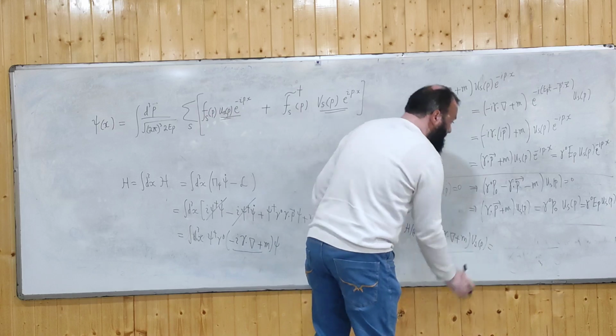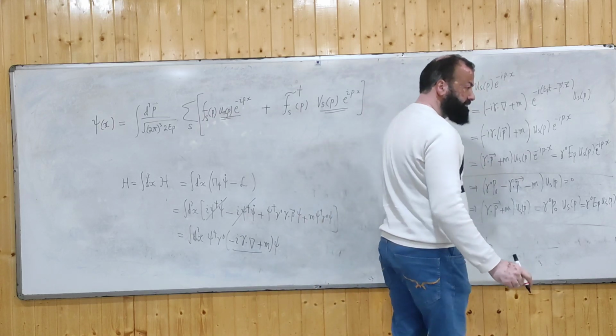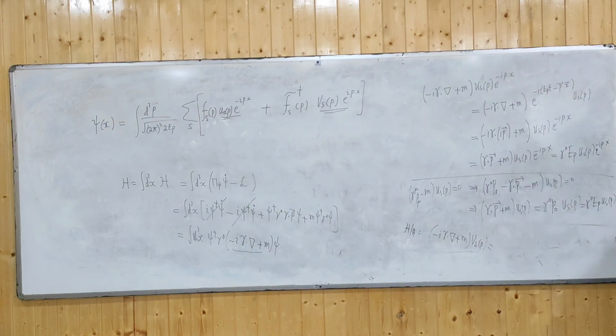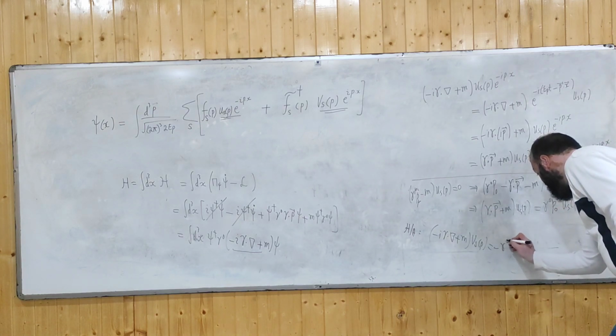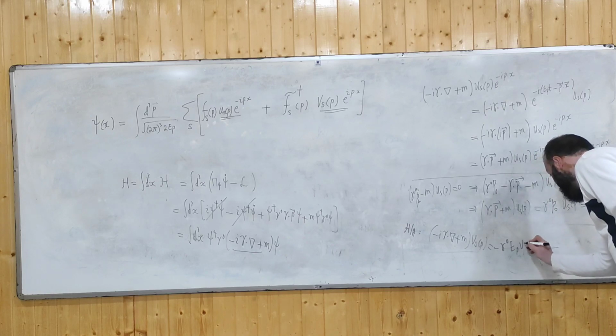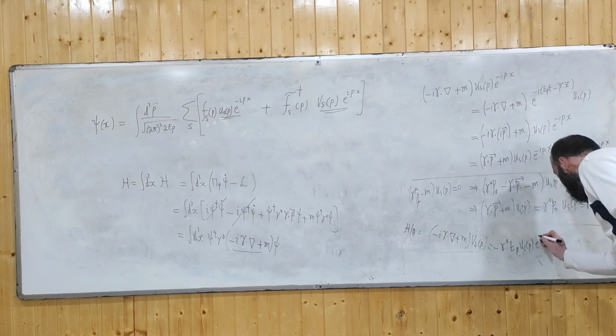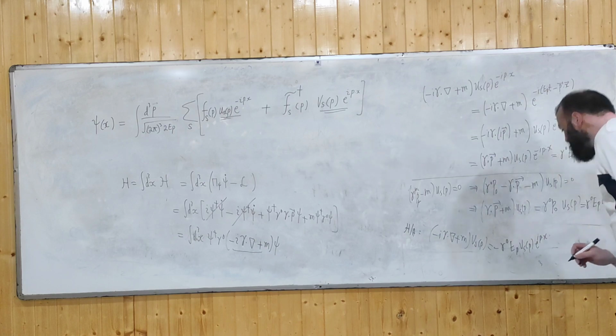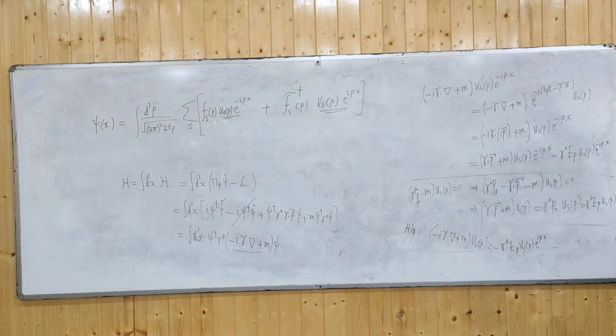So what should it give me? Anybody? It is minus γ^0 E_p v_s(p) e^(ip·x). Got it? So now we have identified what these things are. Just substitute there.